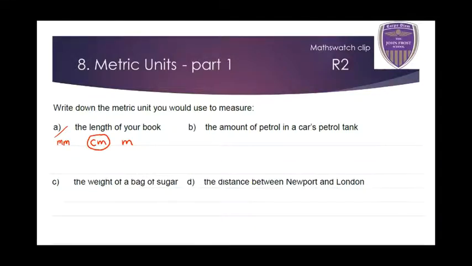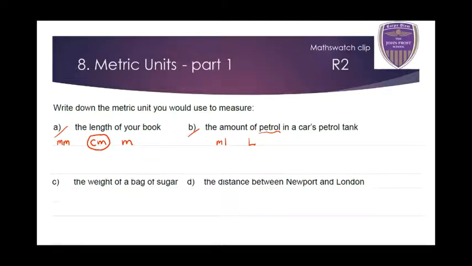so that is why we would use centimeters to measure a book, okay? Now, question B, the amount of petrol in a car's petrol tank. So because we're talking about petrol, we're talking about liquids, okay? So that means we're talking about volumes, all right? And there's 2 measurements of volume that we know. We know there's milliliters and there are liters, okay?